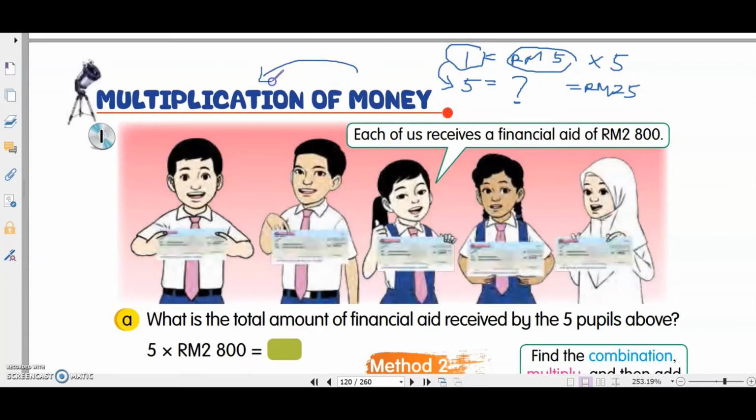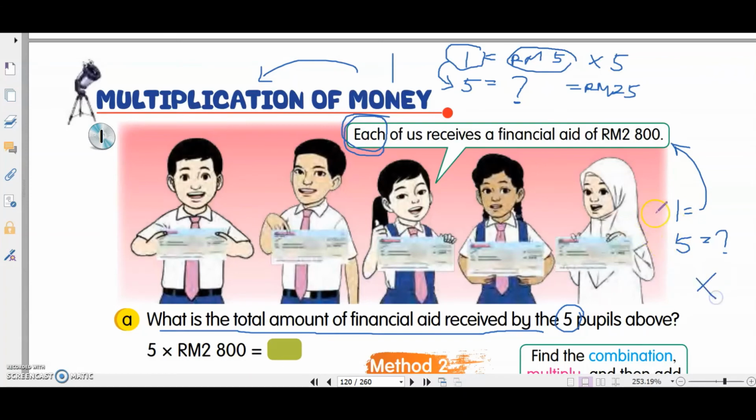This is multiplication. For example, each of us receives a financial aid of 2,800 ringgit. Can you see each here? Each here means 1. And then the question asks, what is the total amount for the financial aid received by 5 pupils? It tells you 1 is 2,800 and now asking for 5. So when you see this kind of question, you have to times.